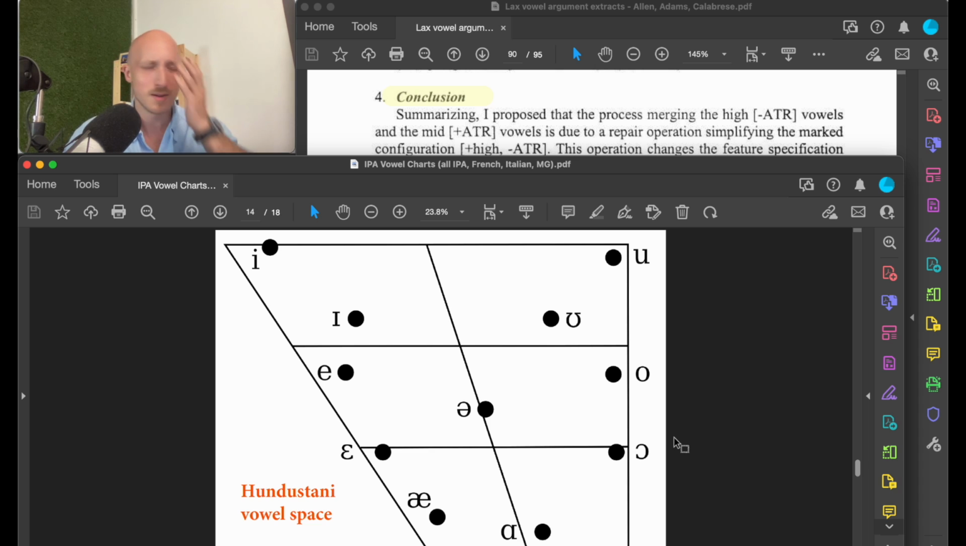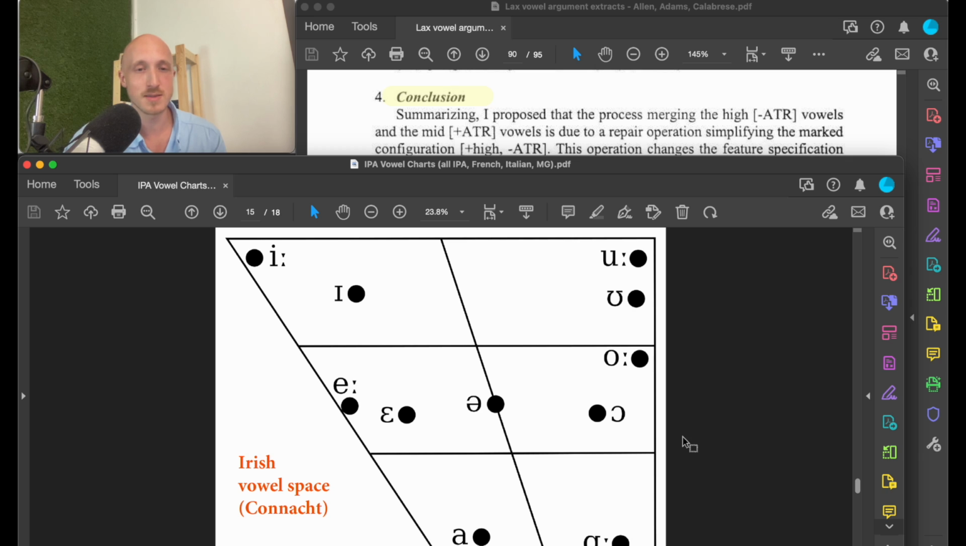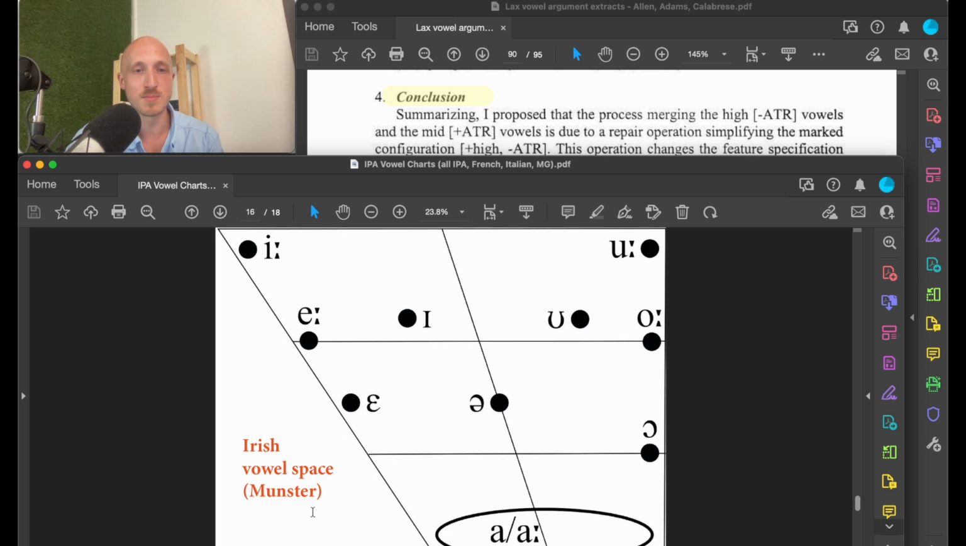So I thought long and hard, okay, what other languages have phonemic vowel length? Oh, right, Irish, because there's the ones with the apices. Remember my Macron's apices video? I thought, all right, Irish has it. Ah, okay, now we're getting I and O. Now this is starting to really look like Allen's system. And this is the Connaught variant. Here is the Munster variant.